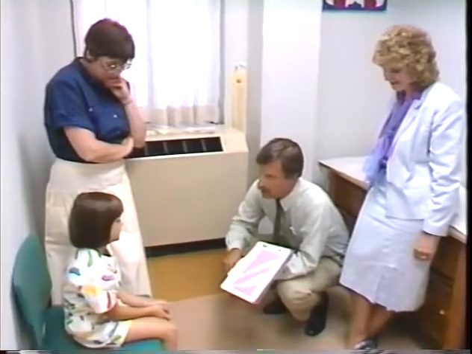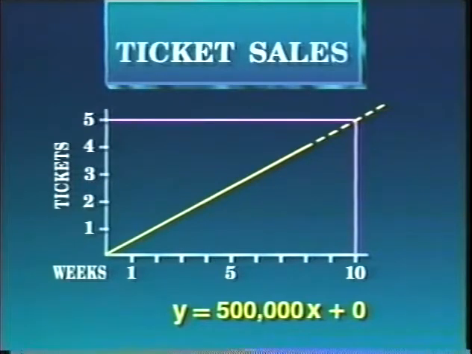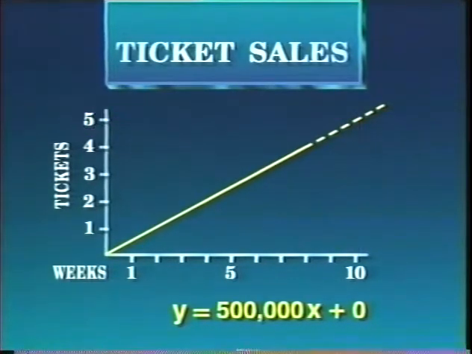We can do the same type of thing with our graph of ticket sales. We can predict from our graph what the total will be after 10 weeks. Starting from 10, our x value, we go straight up to the line, then over to the ticket scale. Here's our prediction. 5 million tickets will be sold. The equation of the line makes prediction even easier. Just substitute 10 for x and do the arithmetic to get the predicted value of y. We get 5 million once more.